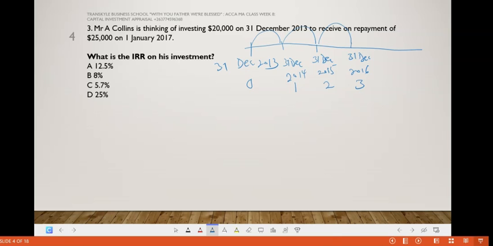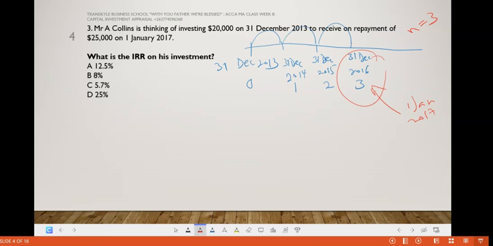Then 1 January 2017 should be considered to be this same point, because it's just an overnight distance. 1 January will be the following day, so it's just the same period. This is financial mathematics, so this is just the same period. So we are talking of an investment over 3 years. This is a 3-year investment, so our N is equal to 3.